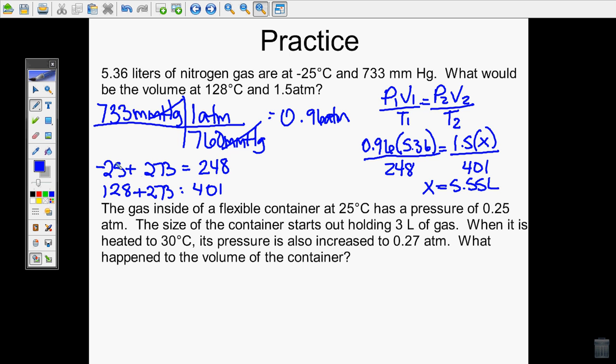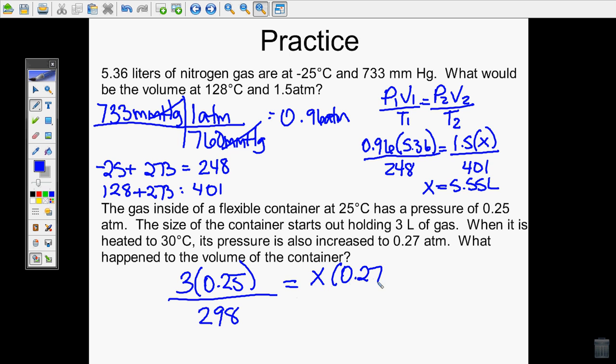Okay, why don't y'all pause it and do this one on your own, and then check your answer. So I got 3 times 0.025 over 298. I hope you converted everything you needed to convert. This is our volume. I just wrote it backwards. Okay, little algebra, and I hope you got 2.82 liters.